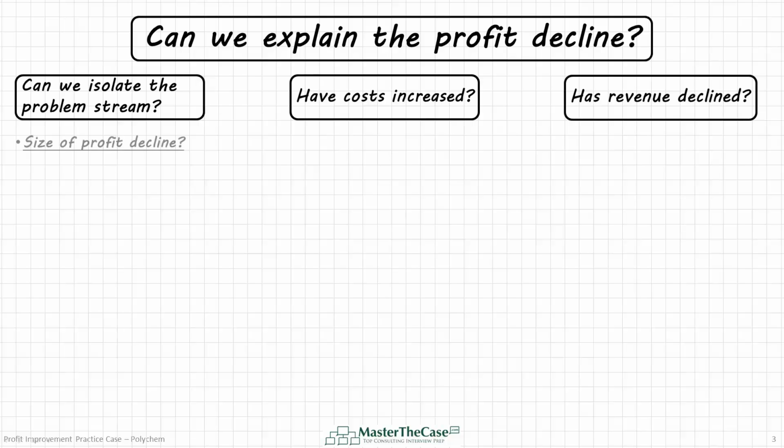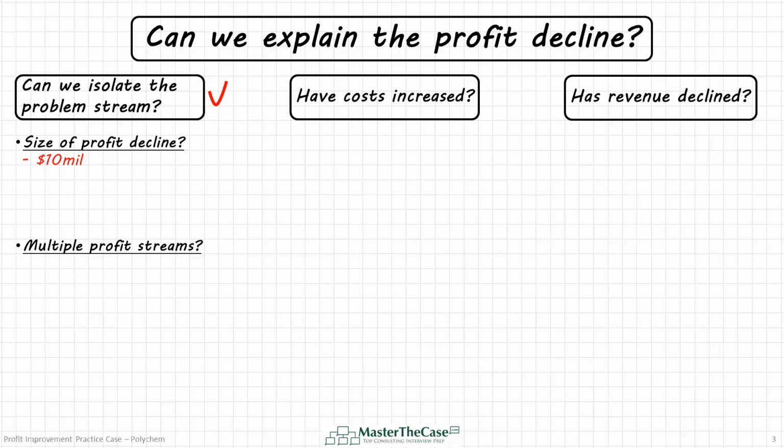What is the size of the profit decline in dollar terms? $10 million. I see. Next, does the client have multiple profit streams? No. So the client has a single profit stream that's declined by $10 million.